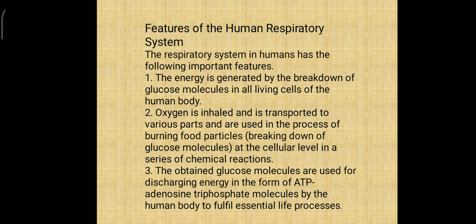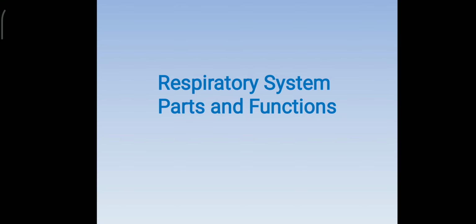Now, the features of the human respiratory system. About this slide, we had a discussion in the previous class, that is, what is respiration. With the help of the inhaled oxygen, the glucose breaks down and yields energy in the form of ATP, that is the adenosine triphosphate molecule. Now we are going to see in a little more detail the parts involved in the respiratory system and their functions.